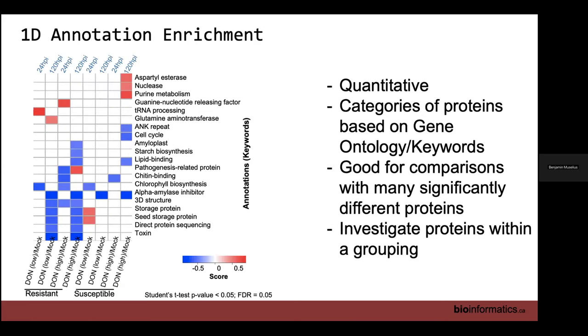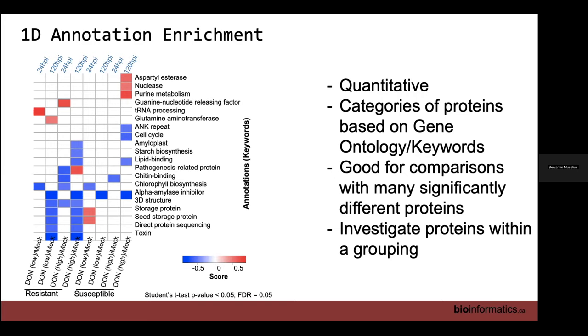This is a feature within Perseus that you can work towards. There's also a publication on it from Jürgen's group. And the concept behind it is that you're taking all the data from a volcano plot, and instead of looking at individual proteins, you're looking at the category that those proteins fall in. So it can be based on gene ontology, biological processes, cellular compartment, keywords, molecular function. You can select the categorical annotation, but you're looking at how the proteins change.